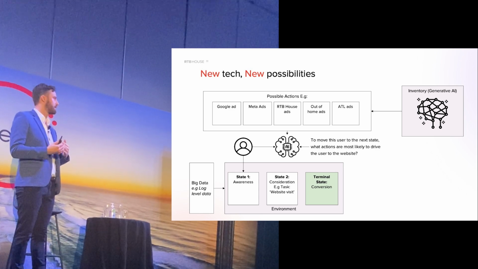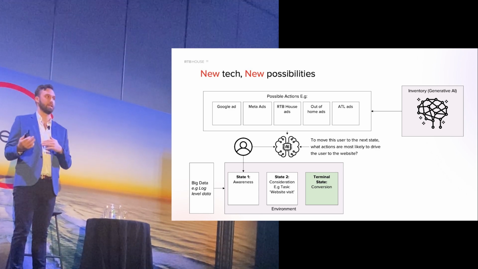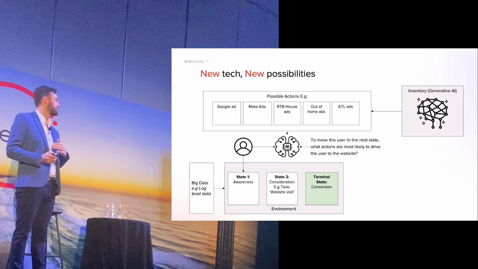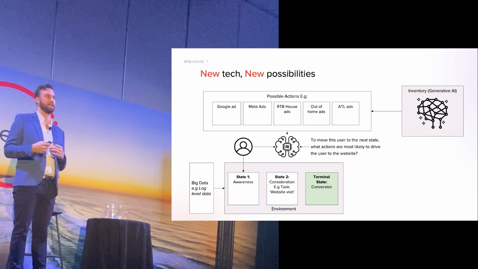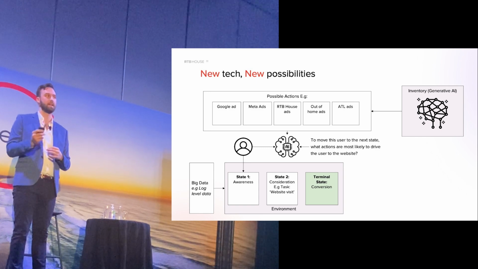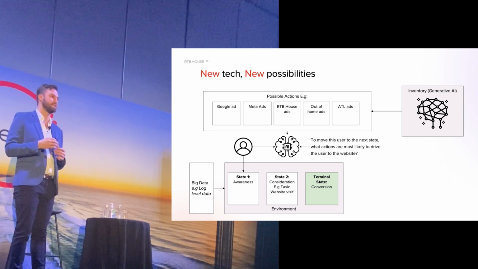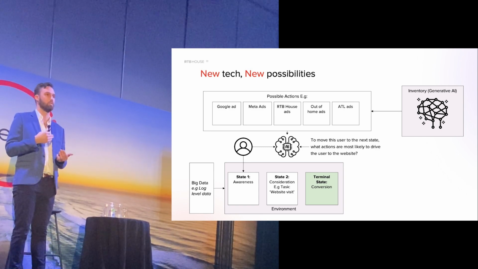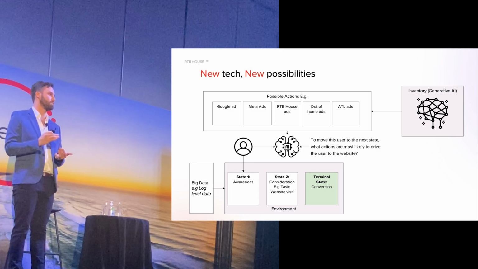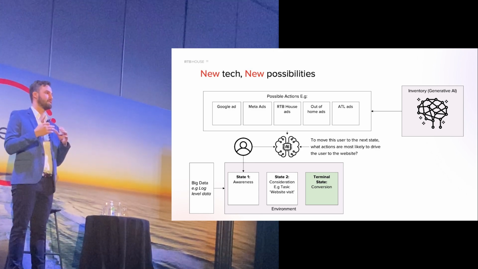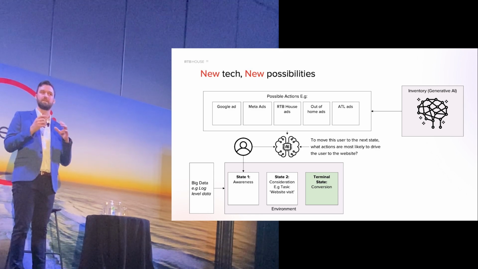They then can take a look at this from the bigger picture. They then can ask the question, to move this user to the next state, what actions are most likely to drive this user to the next state? And the reason the AI wants to do this is because it will go after its reward. It wants to get the user to its terminal state because that's the only time that it gets its reward. Therefore, it decides the best plan, and it learns the best plan to do this.